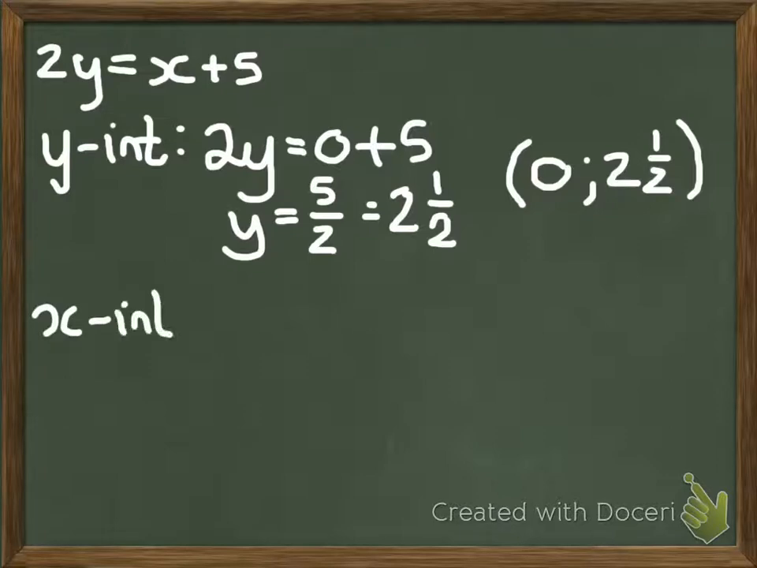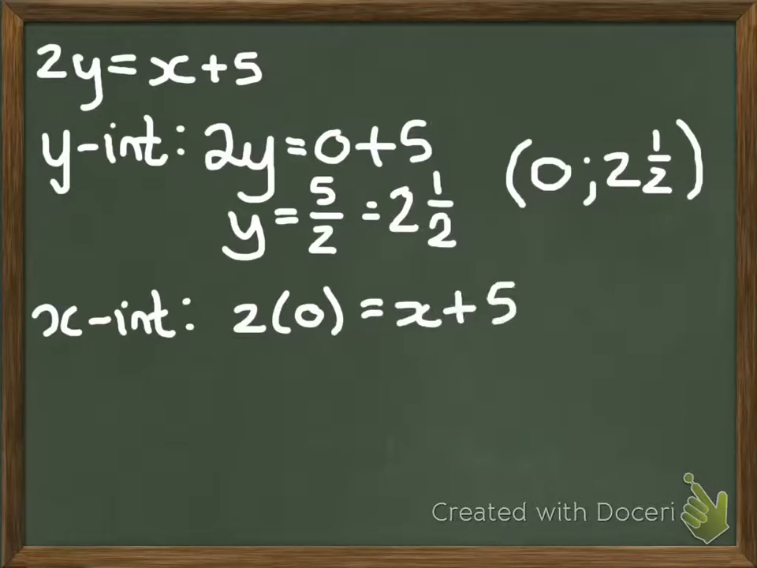And for my x-intercept, we're going to make y equal to 0. So 2 times 0 equals x plus 5. Now, obviously, 2 times 0 is 0.